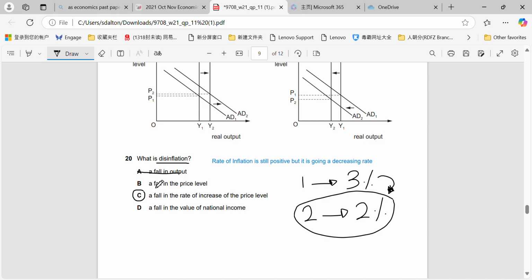Nothing to do with output. Doesn't necessarily mean a fall in price level. Doesn't mean a fall in the value of national income. Remember, disinflation is positive, so it's always a plus figure, but it's just going at a decreasing rate. Inflation is always positive and it is increasing at an increasing rate. And then deflation is where we would have a negative change, so the figure would be negative.